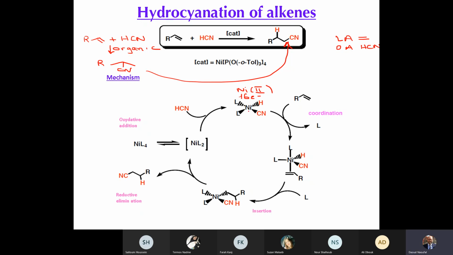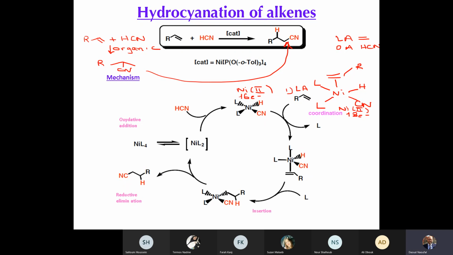Alkene, I have an open site, I have a vacant site. So the student can write first the ligand addition, and the ligand addition will give L, L, H, CN, and we have the addition of the alkene, R. This is ligand addition. And the complex in this case is Ni2, 18 electrons. So this is the first step, ligand addition.